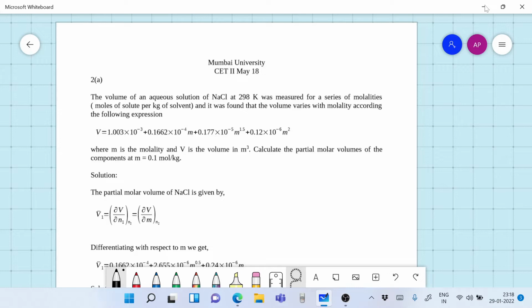The question is: the volume of an aqueous solution of NaCl at 298 Kelvin is measured for a series of molarities, moles of solute per kg solvent, and it is found that the volume varies with molarity according to the following expression, where m is the molarity and V is the volume in meter cube. Calculate the partial molar volumes of the components at m equal to 0.1 mole per kg.